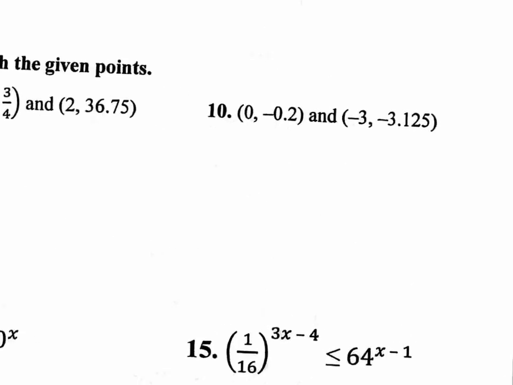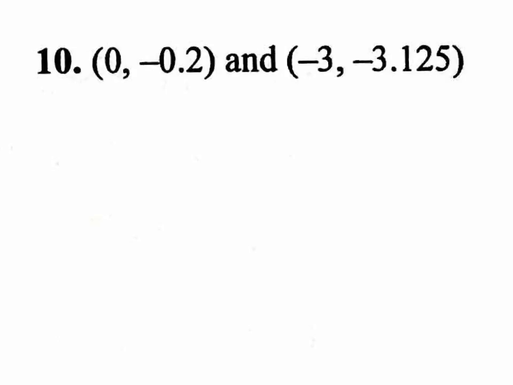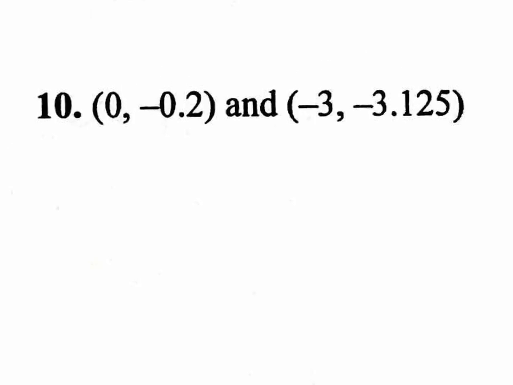Now let's go probably to the most confusing one, like number 10 right here. Okay, so let's think about this. If I had a graph, and I was at the coordinate 0, negative 0.2, that's hardly anything. That's pretty close to 0 itself. 0, negative 0.2 is right there. And then if I go negative 3, I'm at negative 3.125. So what's happening? From left to right, it's decaying.